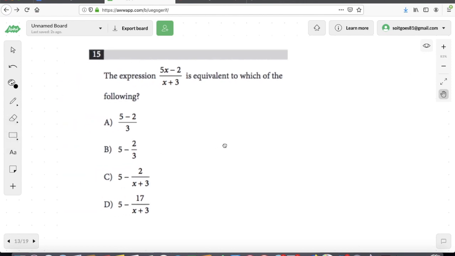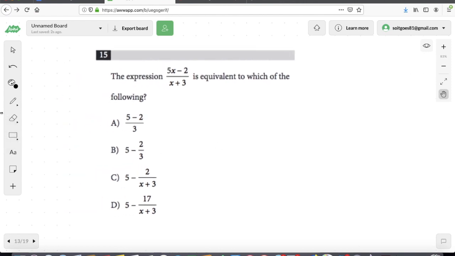Question number 15. Go ahead and read this one for me, please. The expression is equivalent to which of the following? Yeah, that expression. Hey, it's an equivalent expression question. Be so happy when you see that word. Plug in values. Absolutely, I want you to do this. Show me exactly what to do. You know what to do here.